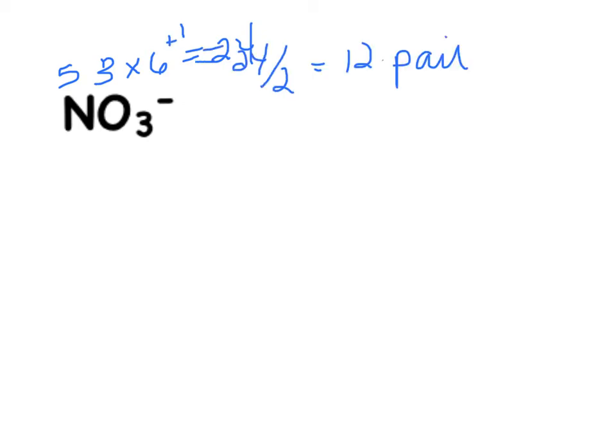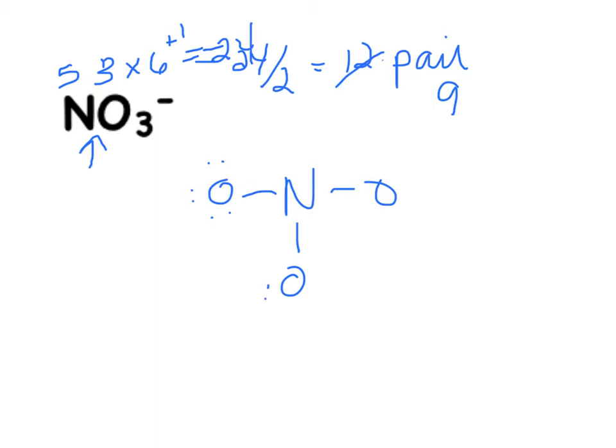Next, we determine the central atom, which is the least electronegative, and that would be nitrogen. And then we connect the 3 oxygens. We've used up 3 of our pairs of electrons here, and so that leaves us with 9 left. Those go first to the terminal atoms, so 1, 2, 3, 4, 5, 6, 7, 8, 9. And I've used up all of my bonding pairs.